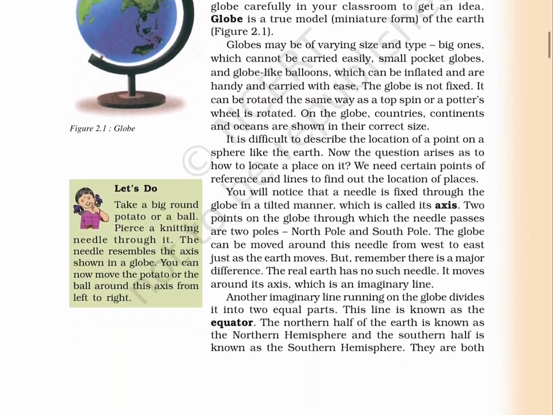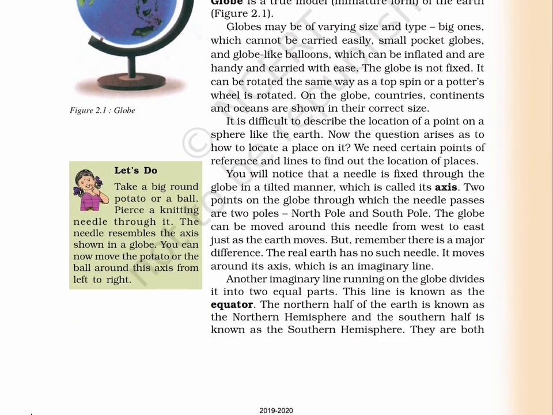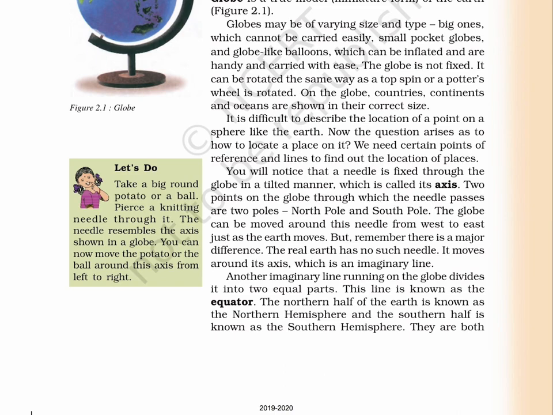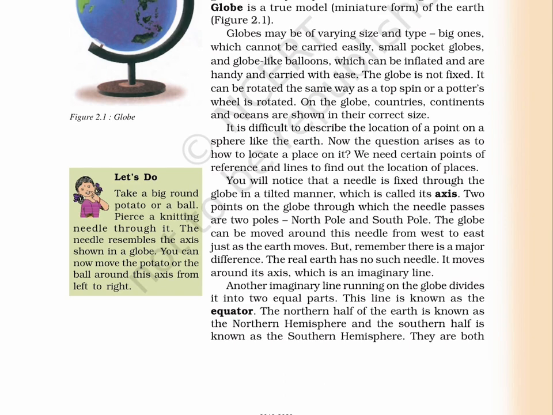It is difficult to describe the location of a point on a sphere like the Earth. Now the question arises as to how to locate a place on it. We need certain points of reference and lines to find out the location of places. You will notice that a needle is fixed through the globe in a tilted manner, which is called its axis. 2 points on the globe through which the needle passes are 2 poles, North Pole and South Pole.